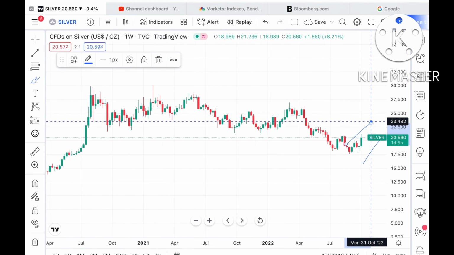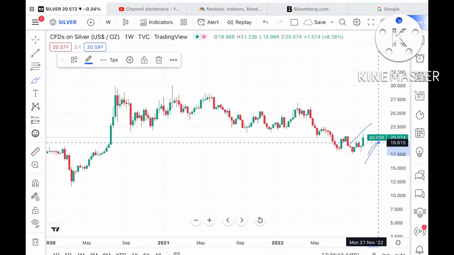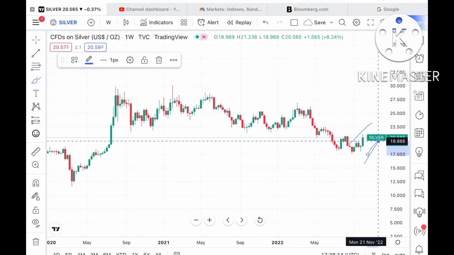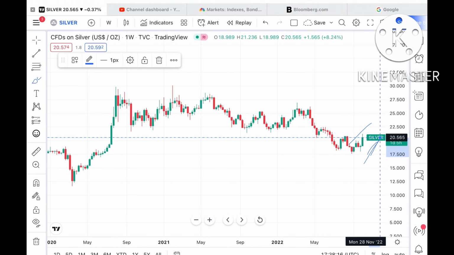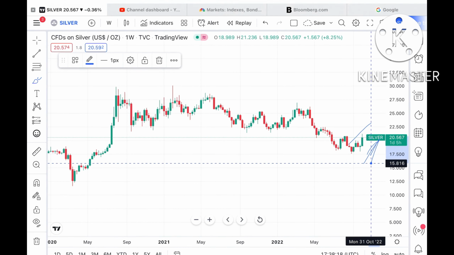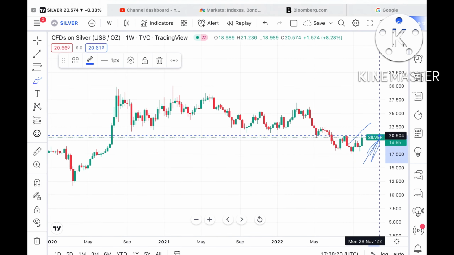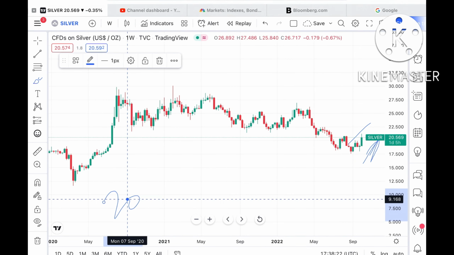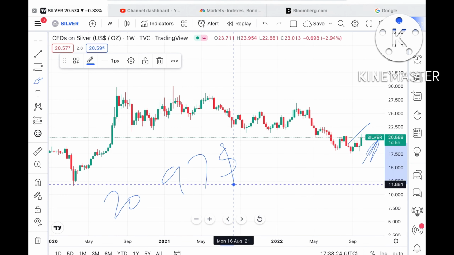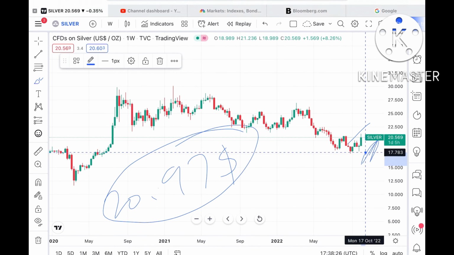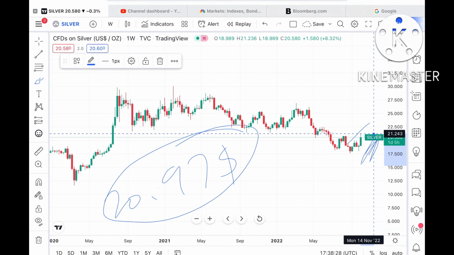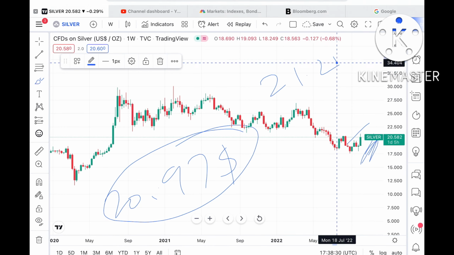Okay, now look at the chart. If you look at this particular chart, we have seen that if the price sustains this particular level, then we can see it can touch a level of $20.97, which is a weak resistance. So probability is very high that we can see it can touch a level of $21.24.